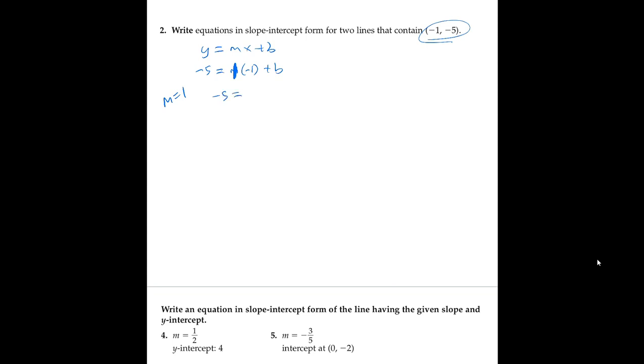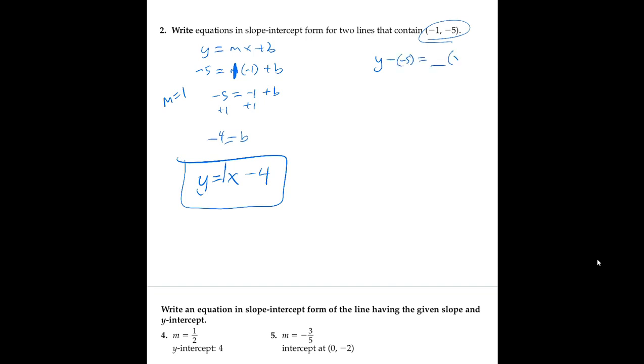Negative 5 equals negative 1 plus b. We add 1, we add 1, we get b equals negative 4. So we got y equals x minus 4, right? So that's 1x, and then plus negative 4, just minus 4. So that's one way. Or we could go directly to point slope, right? I could say, well, point slope is y minus negative 5 equals some slope times x minus negative 1, right?